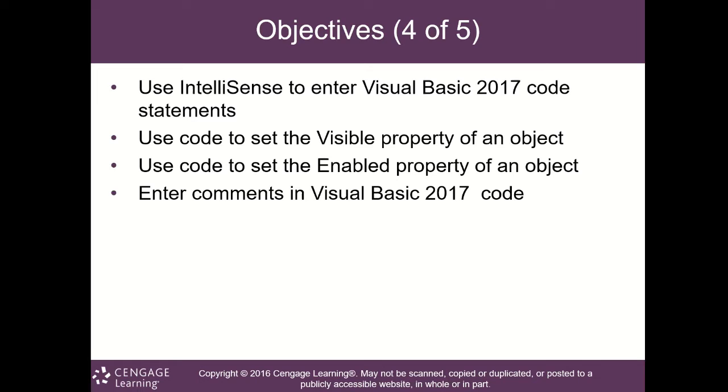So we will be using IntelliSense. I'm going to show you what IntelliSense is, but we can use it to enter Visual Basic 2017 code statements. Then we will use code to set the visible property of an object. Whenever a button is clicked, we have to include the code, the series of events that will take place following that click, and accordingly disable, enable, hide, or show several objects. That's what we are going to do as part of this objective.